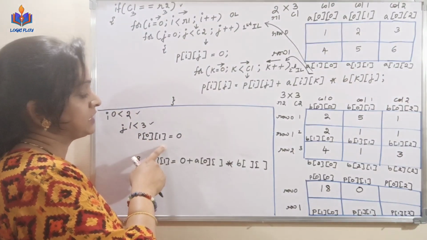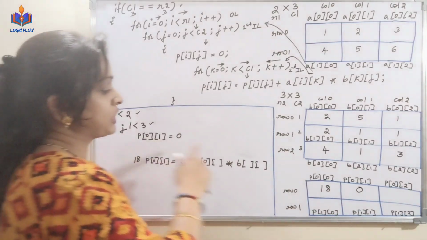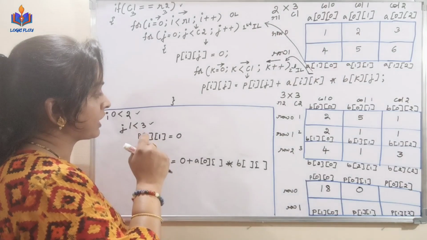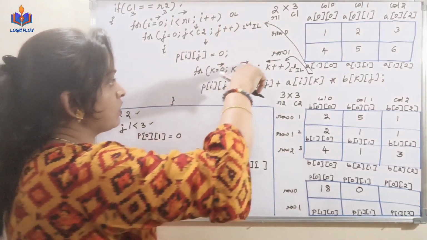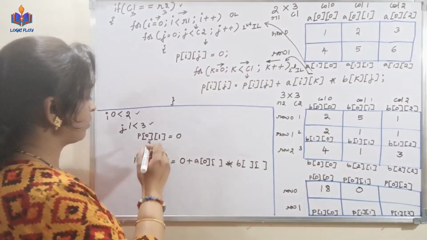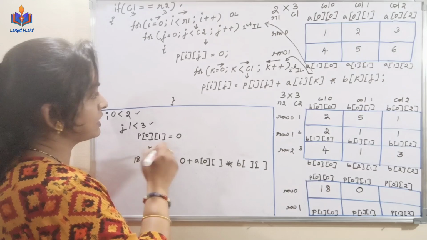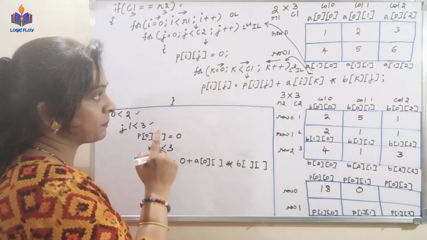P of 0, 1, I am initializing ij. I is 0, J is 1. P of 0, 1 I am initializing to 0. Now next after initializing this, K loop starts, K equal to 0, K less than C1. So the K loop starts from 0. 0 less than C1, C1 means 3, right? K loop is representing the number of columns of the first matrix.